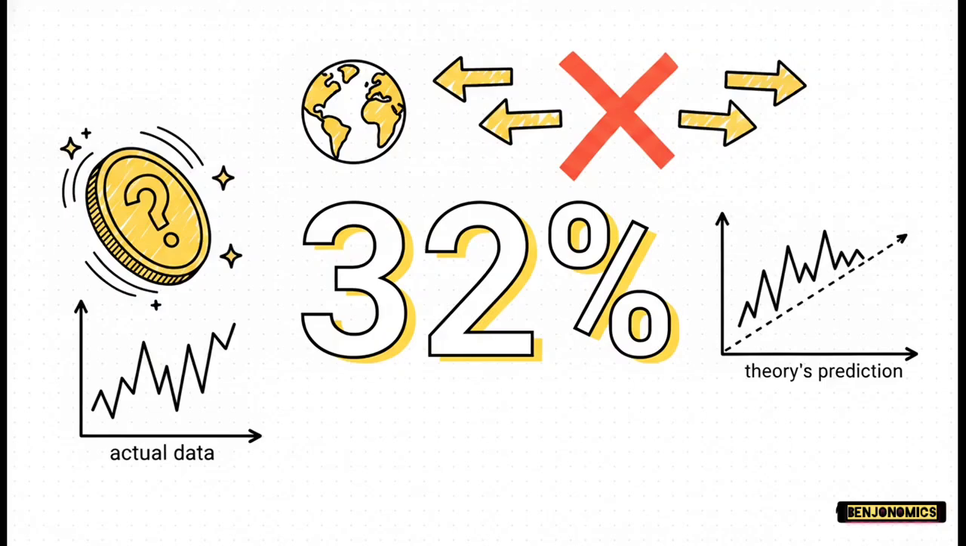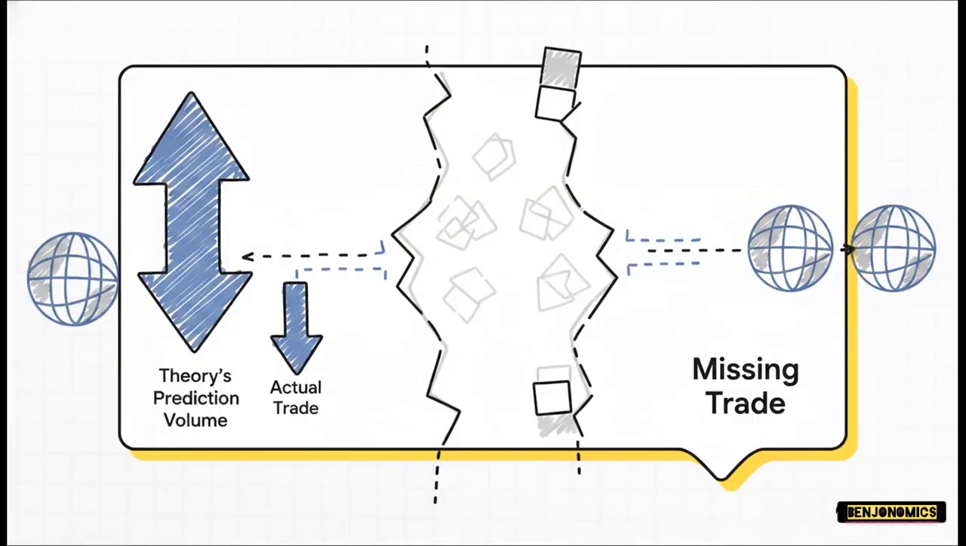And you know what he found? He discovered that the model correctly predicted the direction of trade only 32% of the time. No, really, that means predicting global trade using this highly sophisticated economic model was actually worse than relying on a coin flip. The data revealed a staggering anomaly. Trefler dubbed this the mystery of the missing trade.